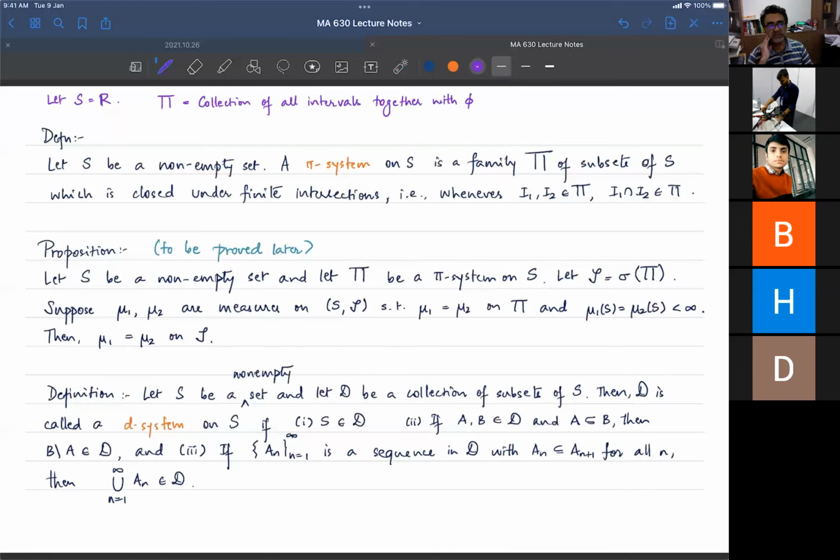So I'm taking S to be the real line, and I'm taking the family pi to be the collection of all intervals together with the empty set. I think this is going to be a pi system, right? Because if I take any two intervals, their intersection is going to be another interval, or it's going to be the empty set. And I should allow single points also.